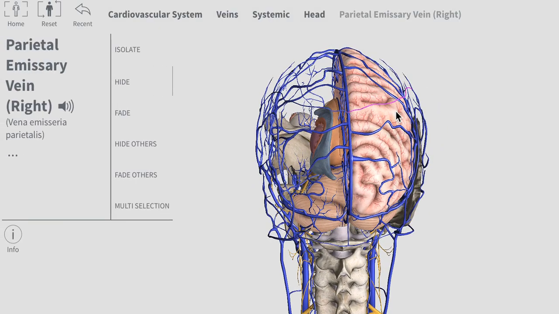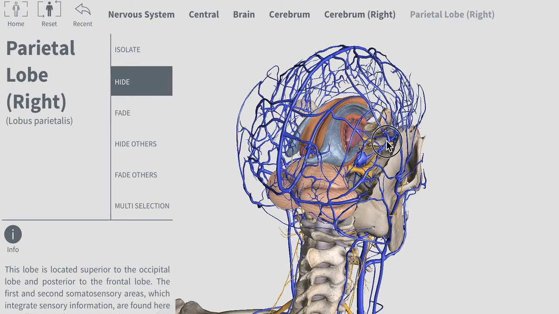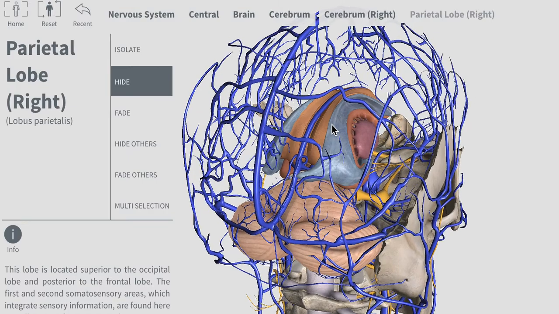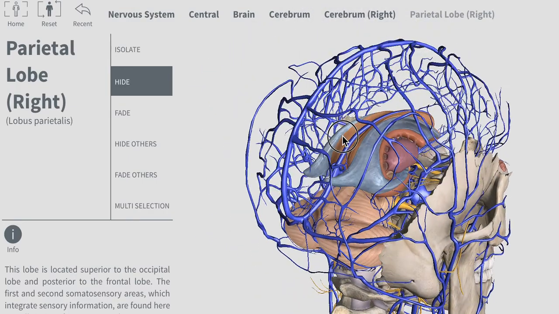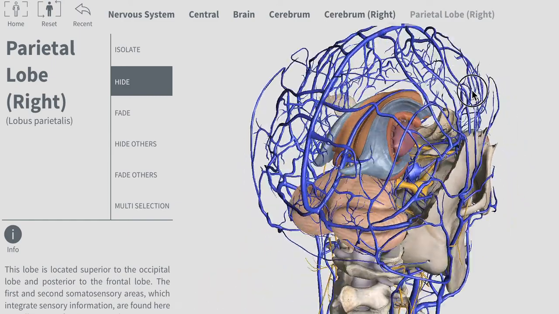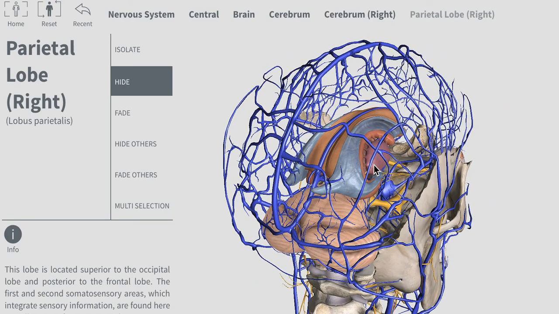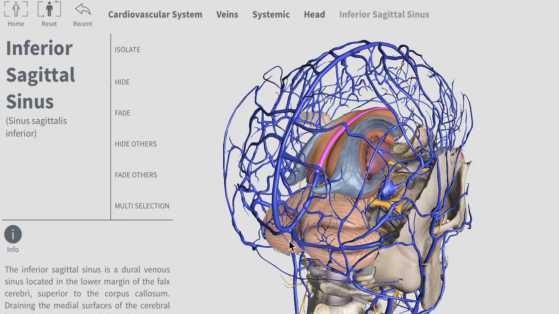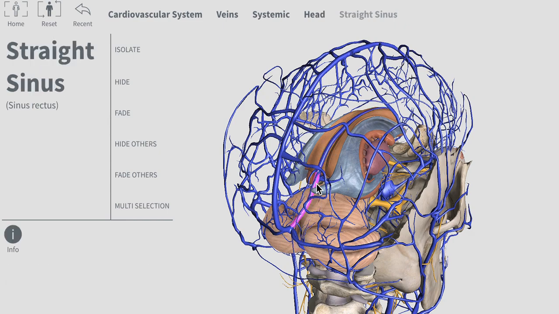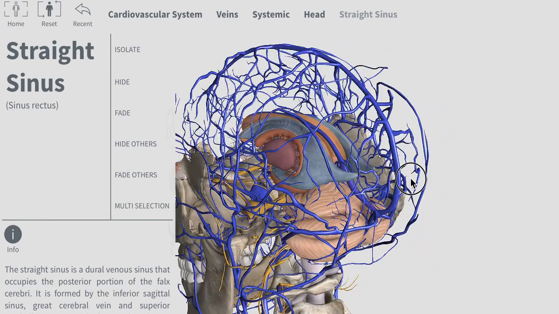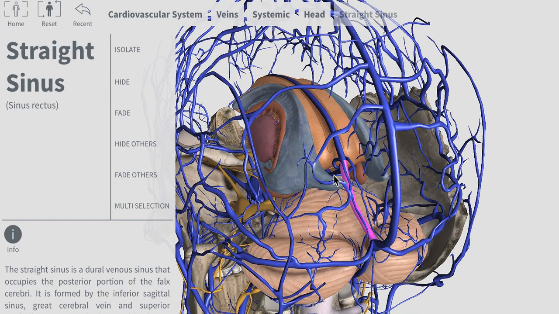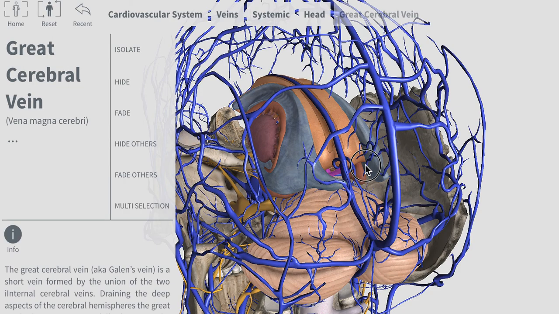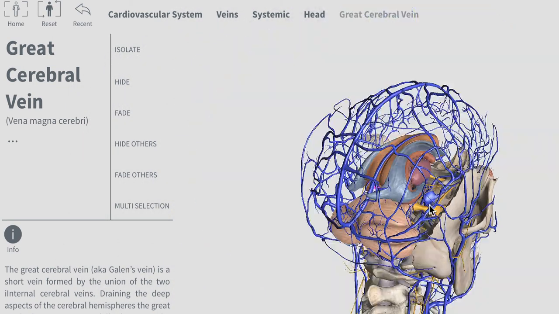One last picture I'll try to show you here, removing the right side of the brain so we expose all of the structures over here. This picture was also illustrated in the lecture slide, so let's just review. The superior sagittal sinus drains back into the confluence, and the inferior sagittal sinus drains into the straight sinus. The straight sinus also receives blood from the great cerebral vein, which drains the deep cortical structures.